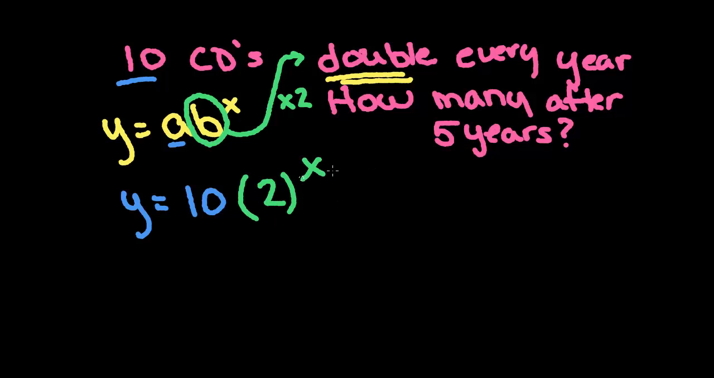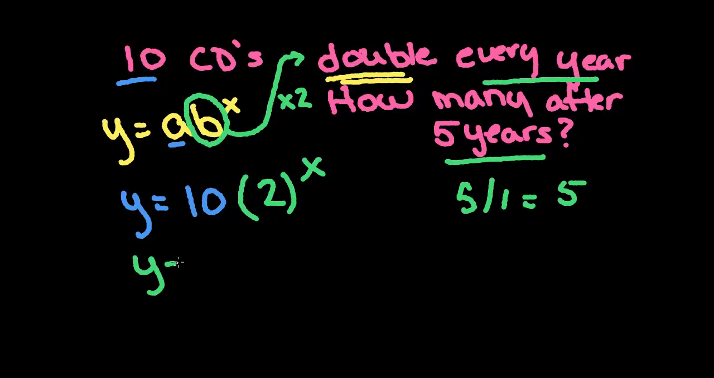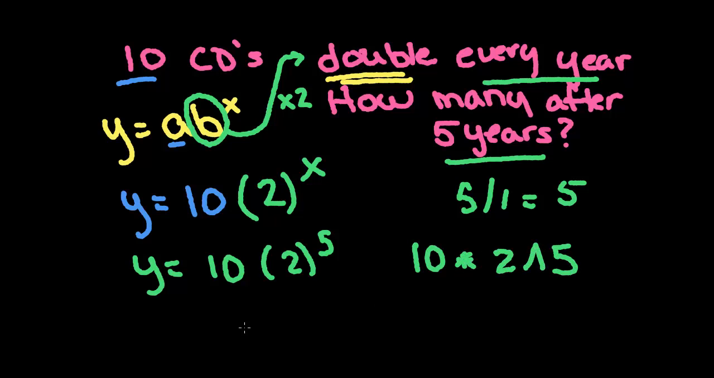And then x is the number of periods that it's going to happen. Well, if it's every year, and we want to know 5 years, that ratio is simply, x is equal to 5. It's the total number of years. So y equals 10 times 2 to the 5th, or on the calculator, 10 times 2 caret 5.